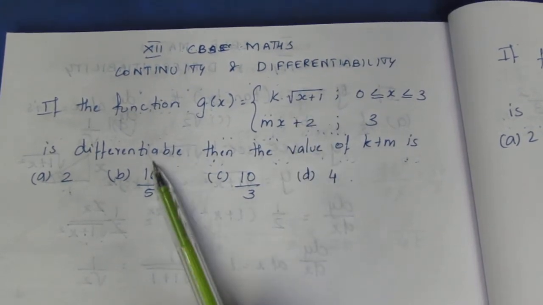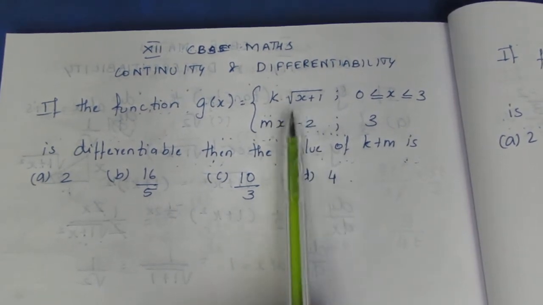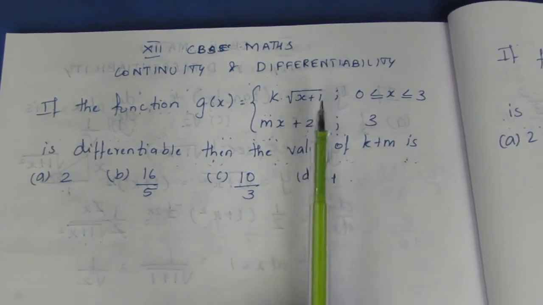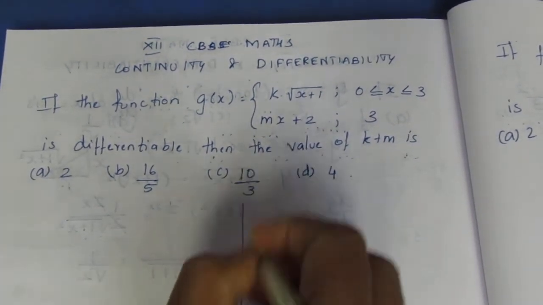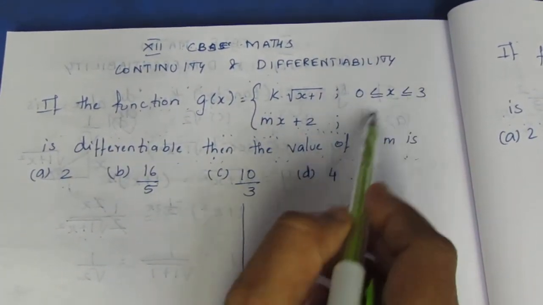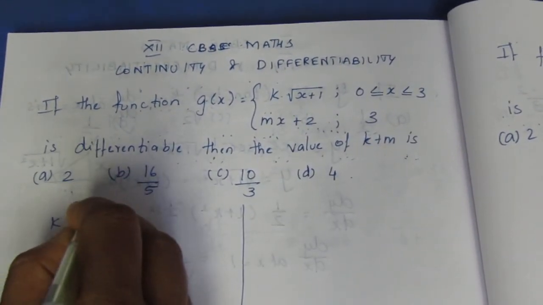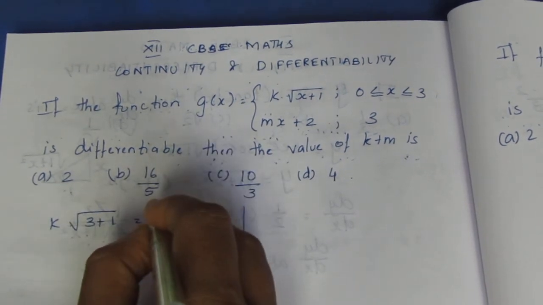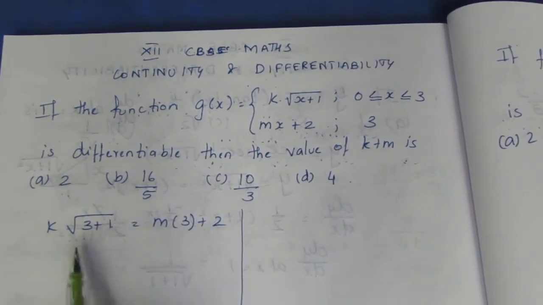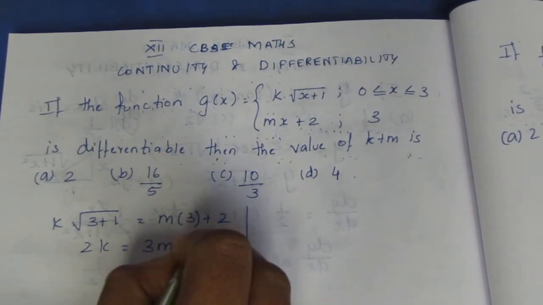Now given that it is differentiable means, remember that when we substitute 3, the values will be the same, and also if we differentiate and equate, it is the same at x equal to 3. Now directly we can substitute the common element of x, which is 3. So here it becomes root of 3 plus 1, which is equal to m into 3 plus 2. Now this is nothing but 4. Root 4 is 2, so 2k is equal to 3m plus 2.